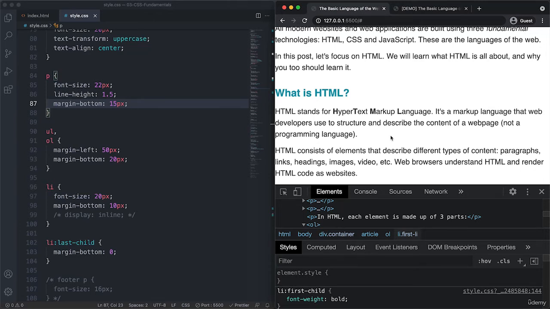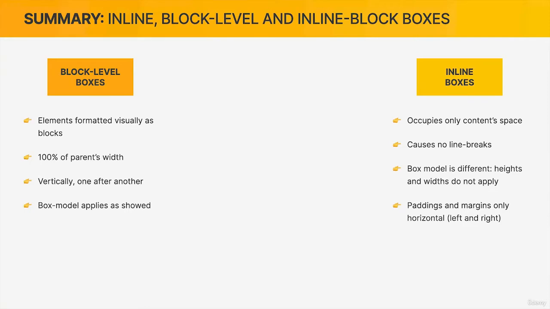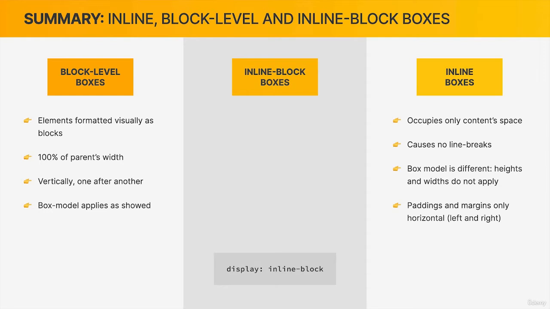Now, in many situations, what makes even more sense is to transform a block level element into something called an inline block element. So basically, that's a mix of inline and block level. So let's quickly check out what that means. So here we have a quick summary of both the block level and the inline boxes. We already know that, so we don't need to go over all that again. But then there's basically a third type of box, which is a mix between these two. And that is, as I said before, the inline block box.